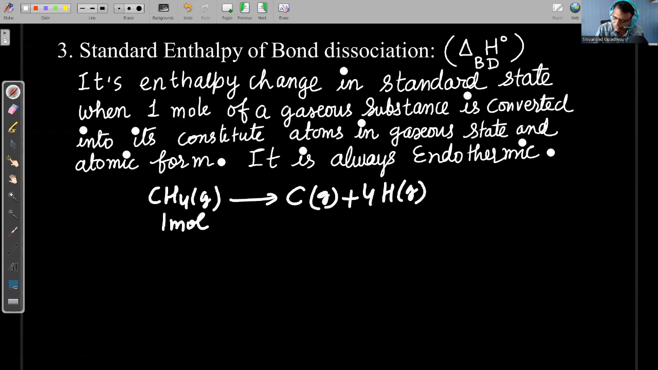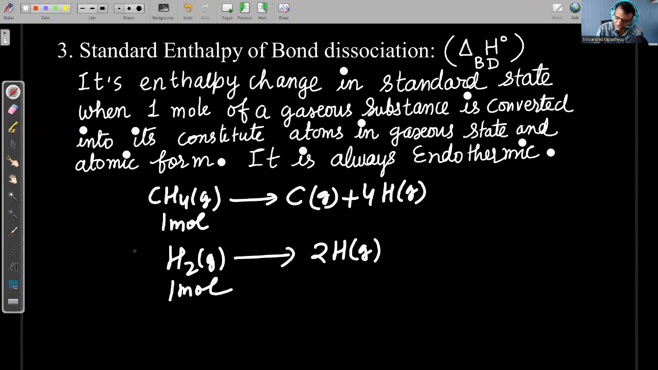So 1 mole should be there and all the reactant and all the product should be in gaseous state. It is always an endothermic process. Hydrogen molecule है, bond dissociation की बात हो रही है. So I can write that it will form 2 times of hydrogen atom in gaseous state. Here coefficient should be 1. अगर कई बार यहाँ coefficient 2 है, यहाँ 4 है, तो it is 2 times of bond dissociation, right?